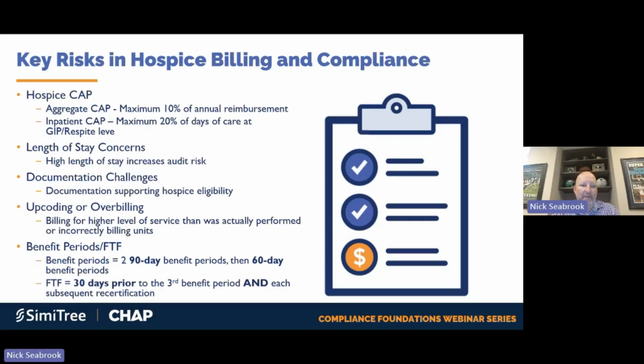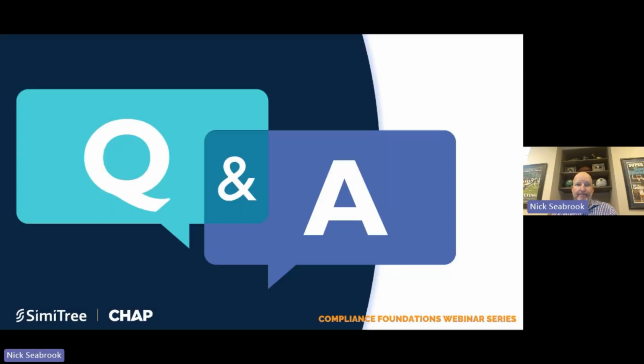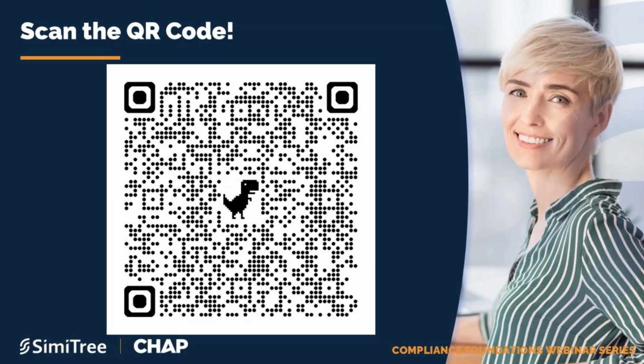And then the other piece is the benefit period. The benefit periods for hospice are two 90-day benefit periods initially, and then 60-day benefit periods thereafter. We want to make sure that those are comprehensive and updated correctly on your claims. Face-to-face: we need to make sure that they have a face-to-face for every subsequent certification after that initial admission.